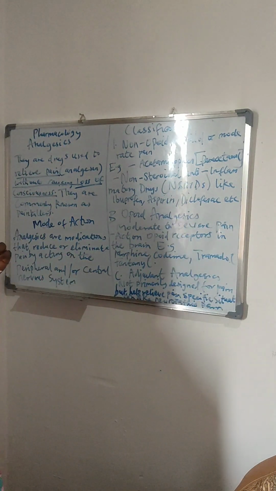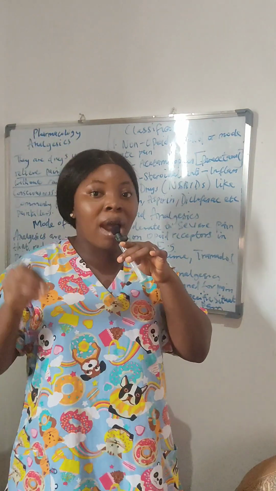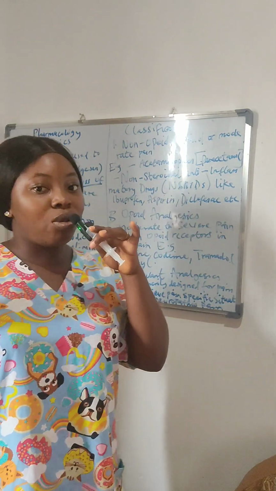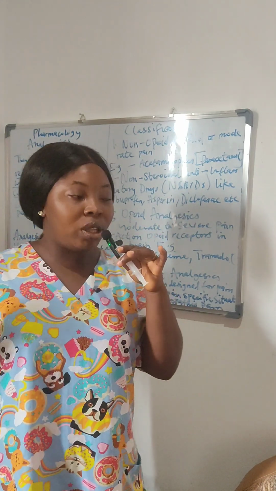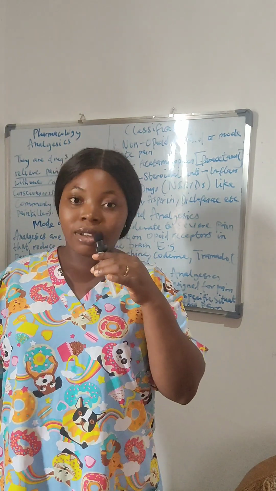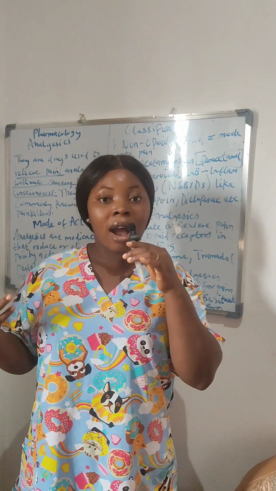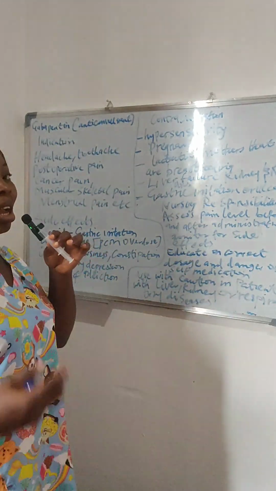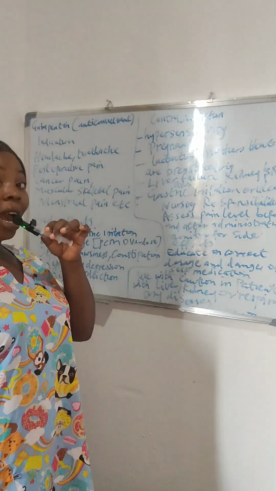So the next one we have is adjuvant analgesics. The primary role of adjuvant analgesics is not to relieve pain, but they are used to relieve pain in some specific situations. For example, in neuropathic pain, we have amitriptyline, which is originally an antidepressant drug, but can also be used to relieve pain. We also have gabapentin. It is originally an anticonvulsant drug, but can also act as a painkiller, as an analgesic.